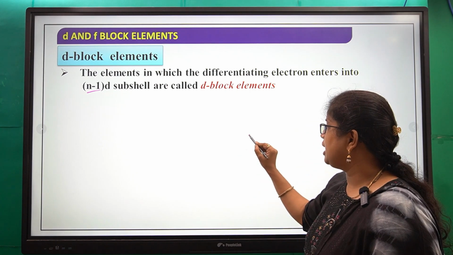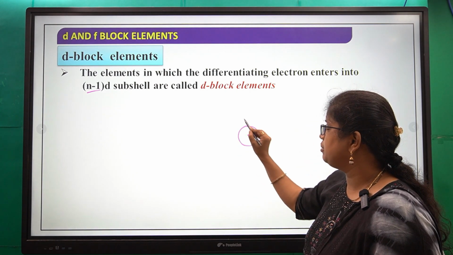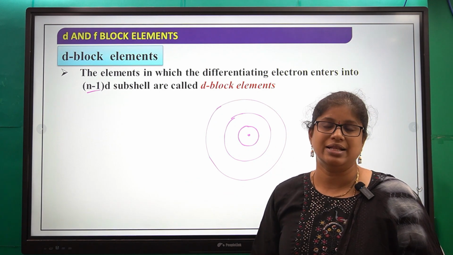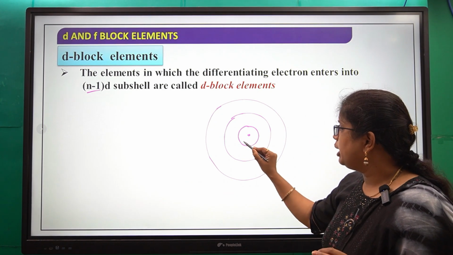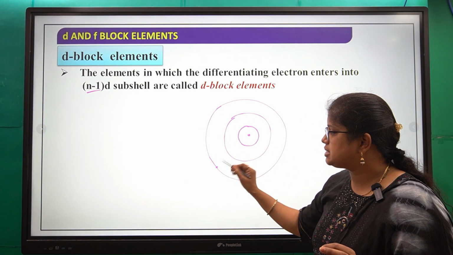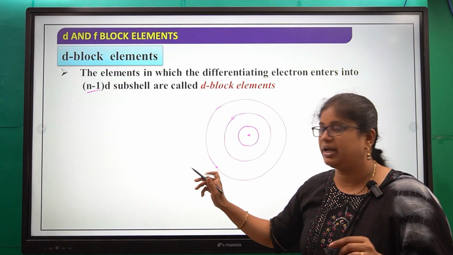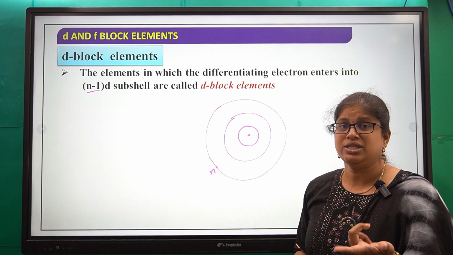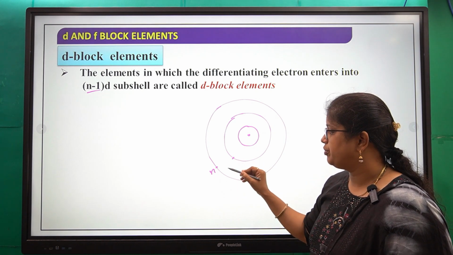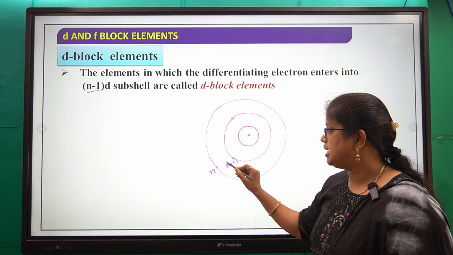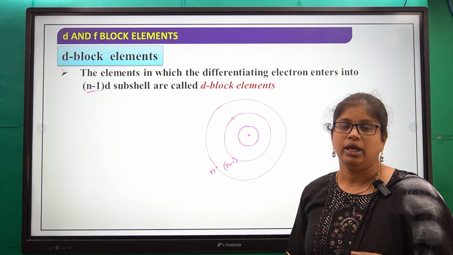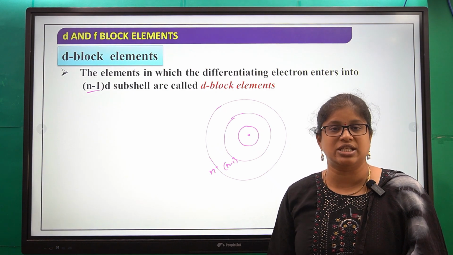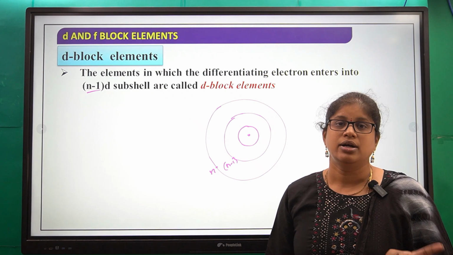So if you look at the atom, it has a nucleus in the middle and it has different shells around it, right? If we think that this is the outermost shell, that becomes the N shell. That is called the N shell. Now which one is the N minus 1 shell? This one. This is the N minus 1 shell. And here different shells are again classified into subshells. These shells contain subshells.